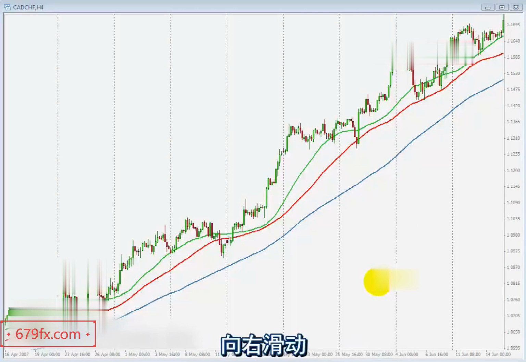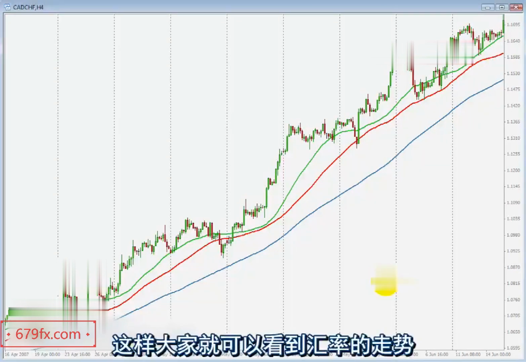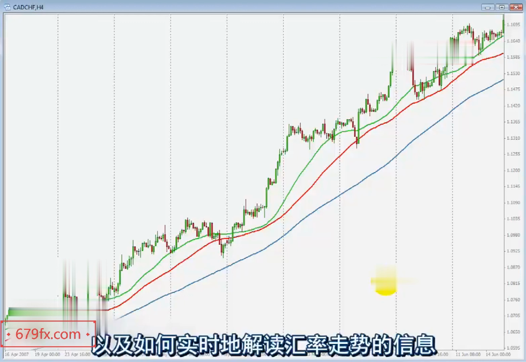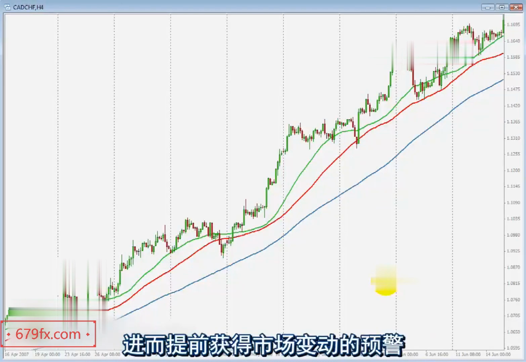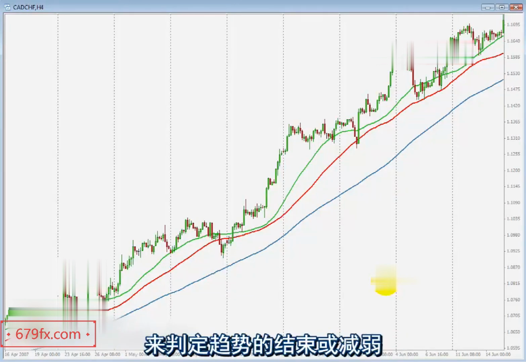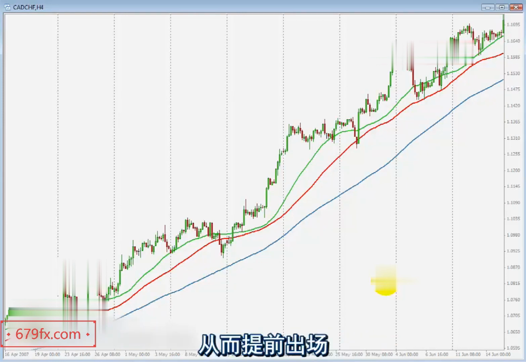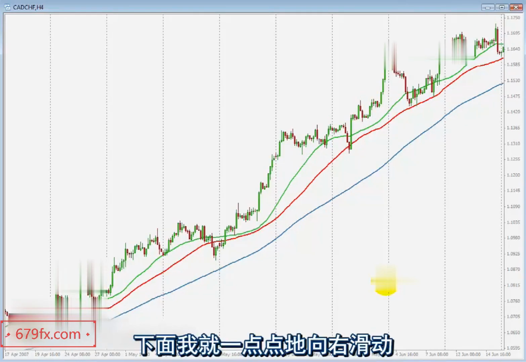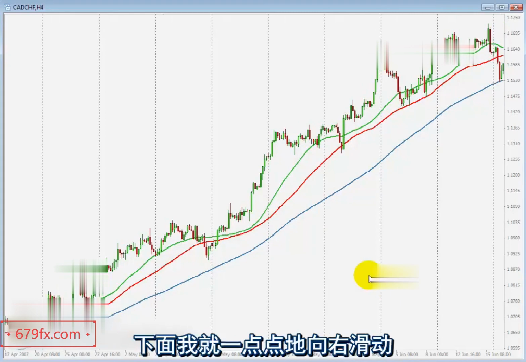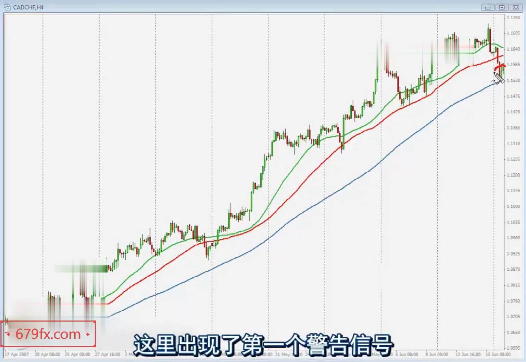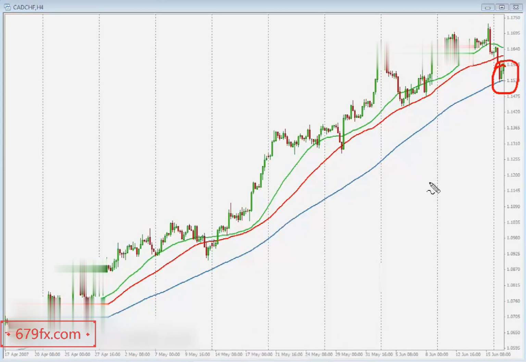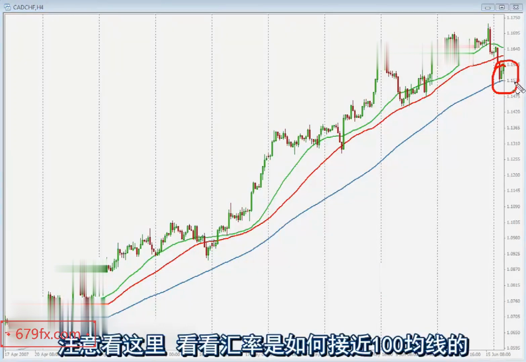towards the right, and you will see how price unfolds and how we may read price action in real time to get those early warning bells that the trend might be coming to a halt, might be slowing down, and we may want to not take trades anymore in this trend. Now I'm going to be scrolling to the right, and bang, we have our first signal of warning right there. Have a look at how price touches the 100.